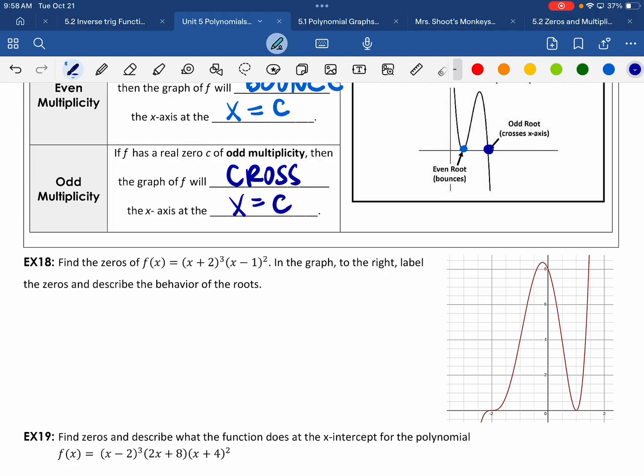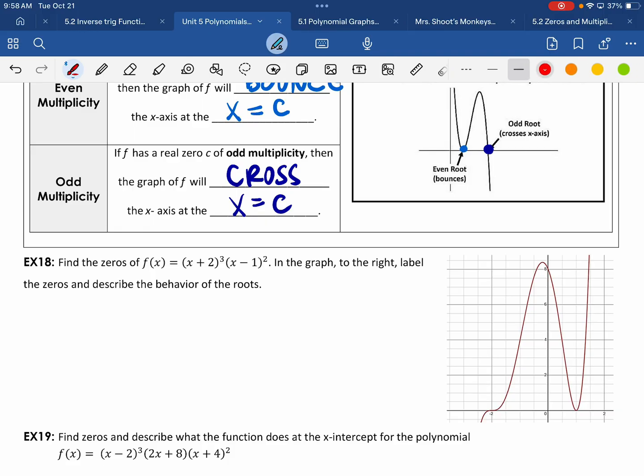All right, so on 18, find the zeros of x plus 2 cubed times x minus 1 squared. And then I did put a graph of that function over here to the right, so we can just kind of start comparing my answers to my graph. So you can see that what we're finding is truly happening.